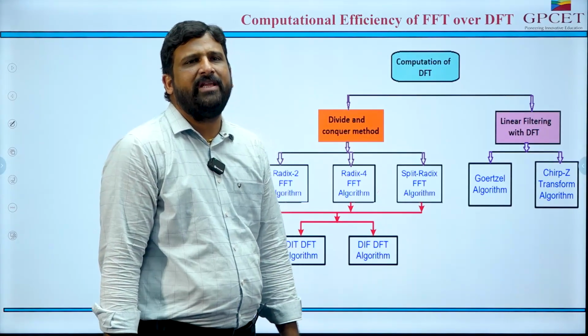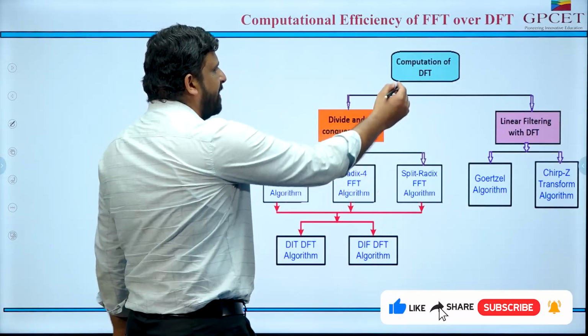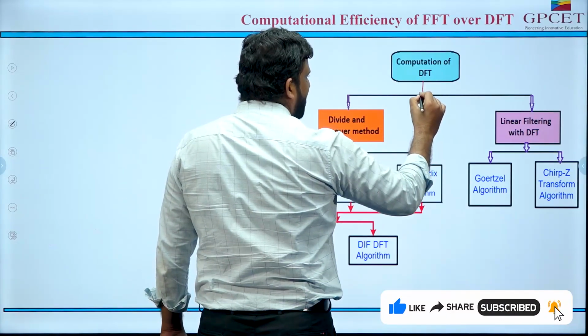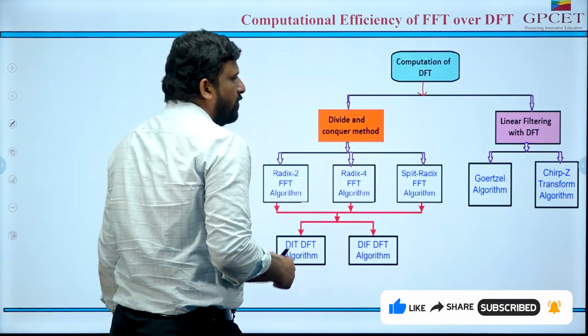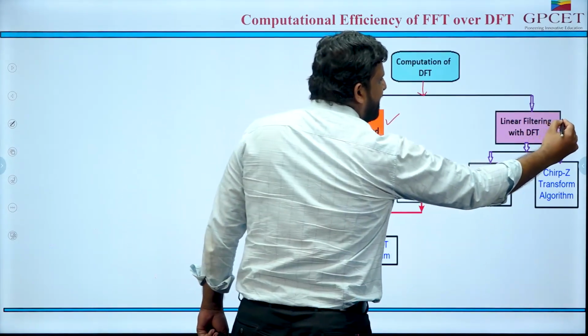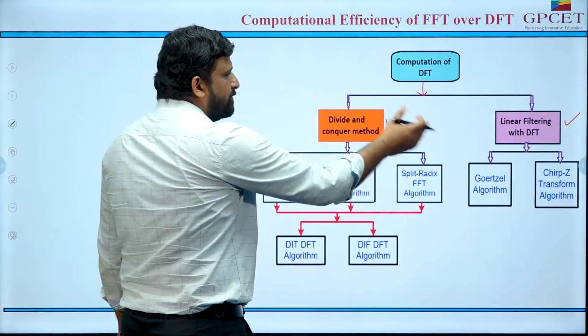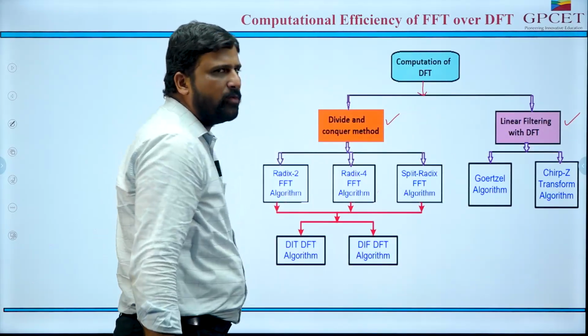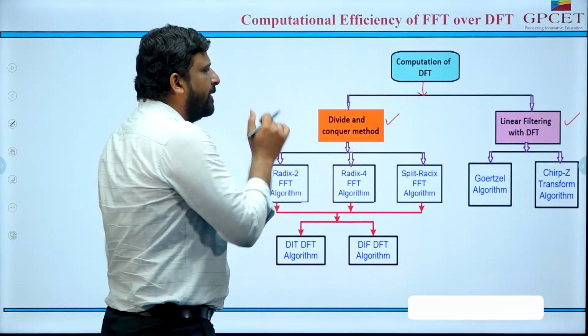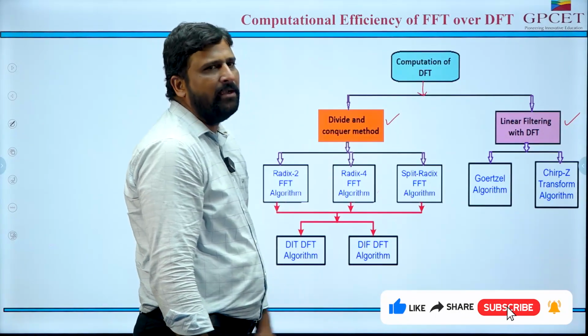How does the FFT overcome the drawbacks present in the DFT? Now see here, this computational DFT has been divided into two types. One is the divide and conquer approach and another one is linear filtering with DFT. We have already seen this in the previous problems, but presently we are going to concentrate on this particular technique, which is the divide and conquer method.